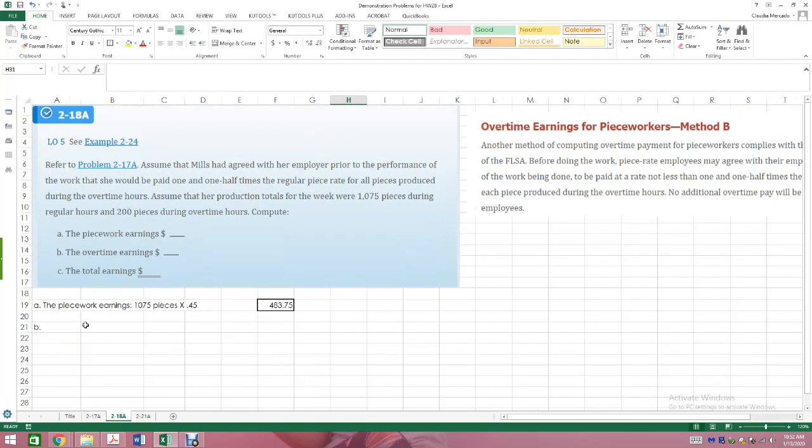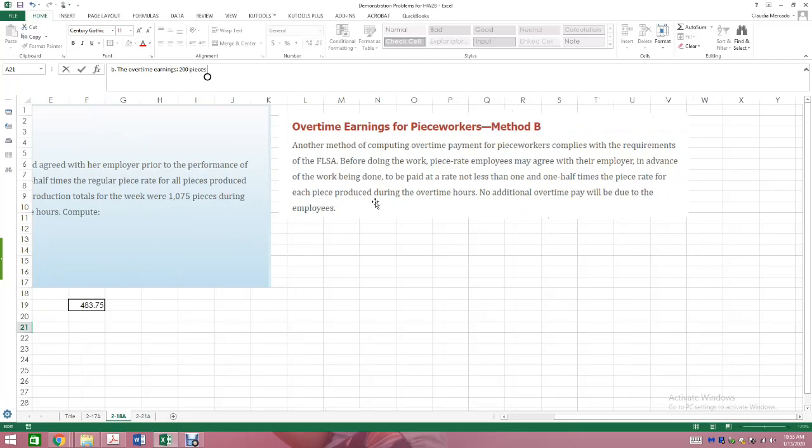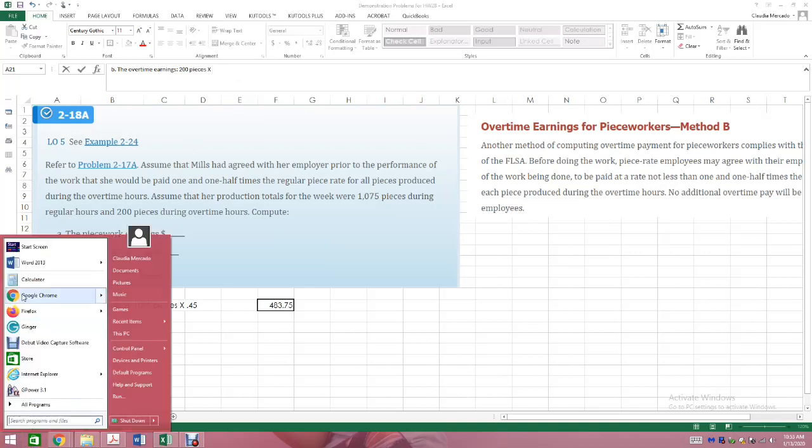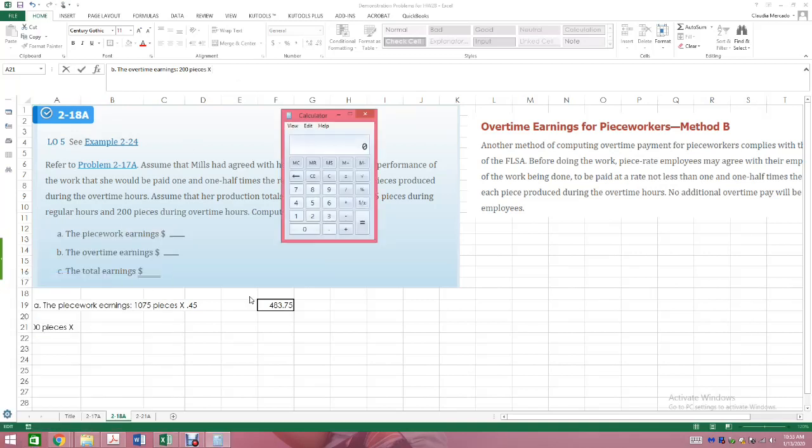Letter B, we're going to calculate the overtime earnings. For the overtime earnings, how many pieces were produced during overtime? 200 pieces. And then we're going to multiply. It says here that we're going to get paid 1.5 times the rate for each piece produced. So, 200 pieces times, I'm going to get my calculator. For each piece, I get paid 0.45. I'm going to multiply that times 1.5. So that means for every piece, I'm going to get paid 0.675 of overtime.